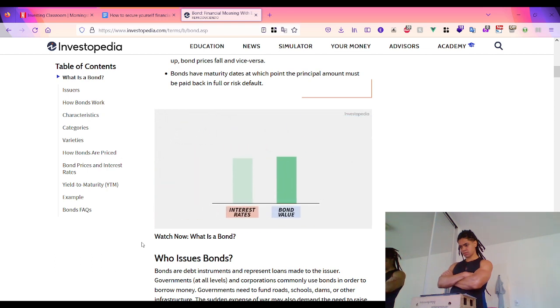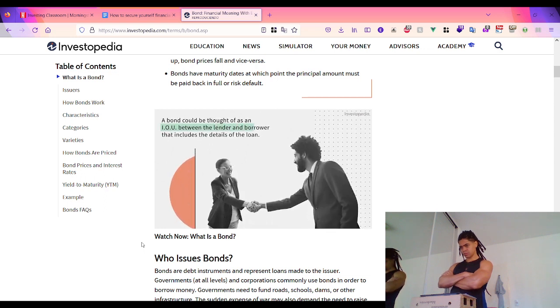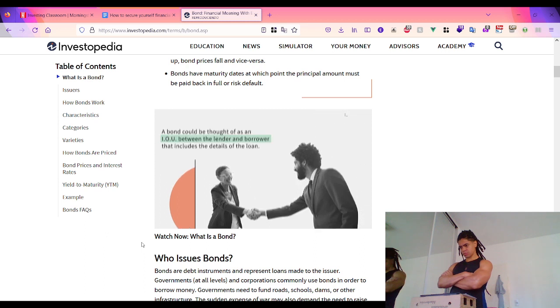The bond market also tends to move inversely with interest rates. So bonds will trade at a discount when interest rates rise and at a higher price when interest rates fall. In short, a bond could be thought of as an IOU between the lender and borrower that includes the details of the loan and its payments.